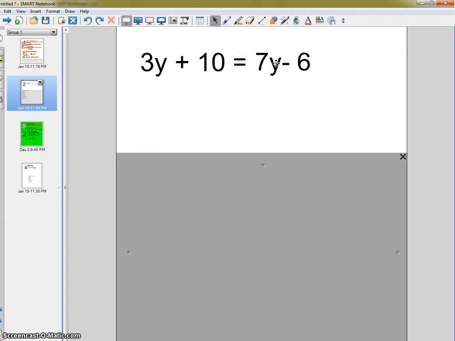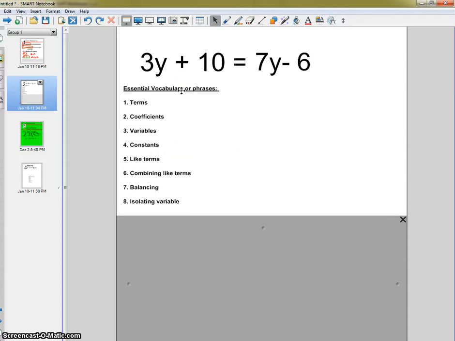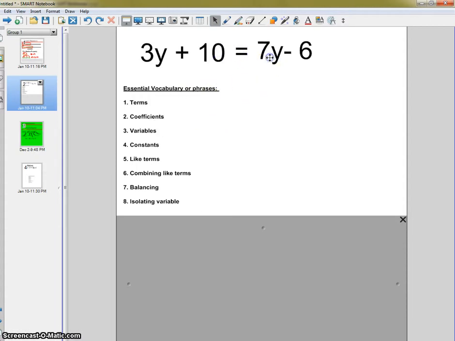Y has some value. Well, these are some important words or essential vocabulary or even phrases that I think are going to be really important for you to know or to use and to refer to when studying how to solve an equation. Terms, coefficients, variables, constants, like terms. These 5, 6, 7, and 8 you haven't really been exposed to so much. Like terms, combining like terms, balancing and isolating. I'm going to do all of this. This is the language that I'm going to be using next week.